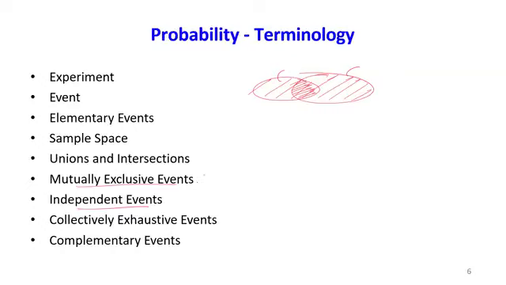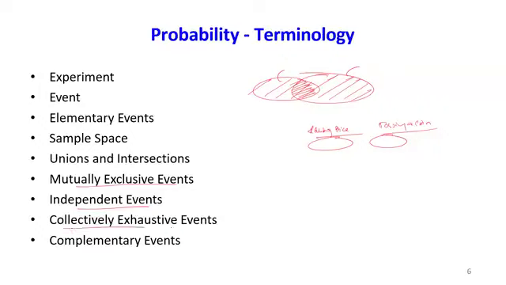Independent events. If the two events do not overlap, then we call them independent events. So for example, rolling a dice and tossing a coin. These two events are independent. So they are not dependent. It's not something like, if I get heads, then there is a higher chance that I will get 6 on the dice. So these two events are completely independent.